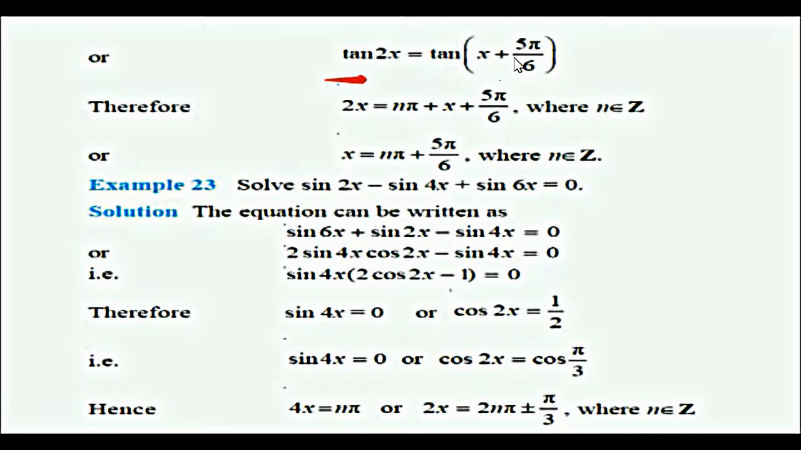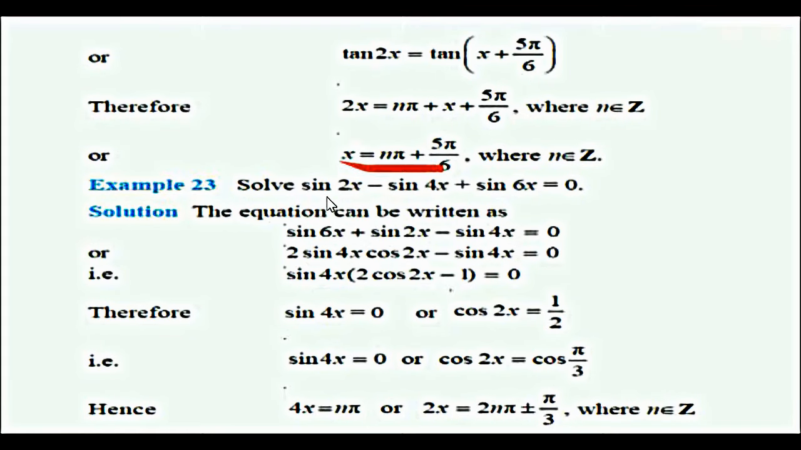So tan 2x is tan (x plus 5 pi by 6). So now tan x is equal to tan y. So you're going to solve like this. 2x is equal to n pi plus x plus 5 pi by 6. That is x is equal to n pi plus 5 pi by 6.